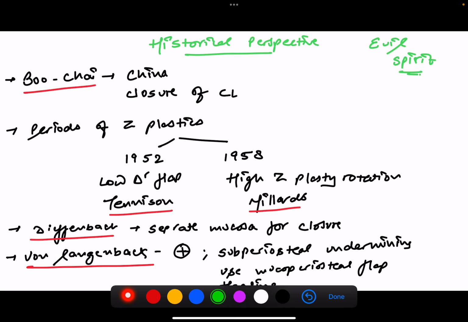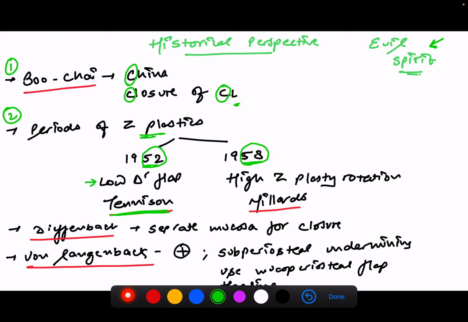For the historical perspective, it was considered that an evil spirit had affected the child. Next, Buchai was the one who did the first closure of cleft lip in China. Secondly, the period of Z-plasties, where the years 1952 and 1958 are marked. Low triangular flap by Tennyson was given in 1952, while in 1958, high Z-plasty by Millard was given.